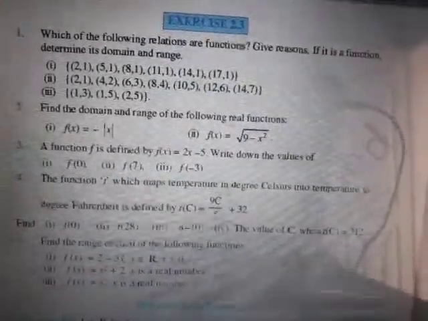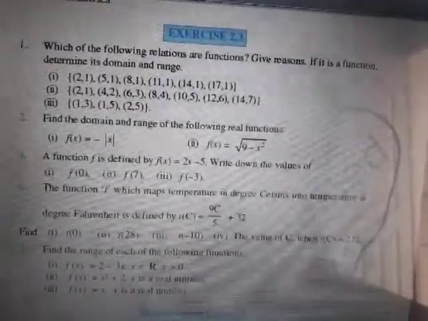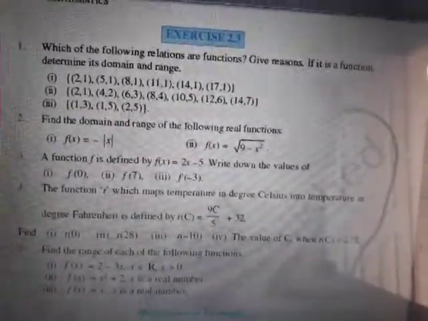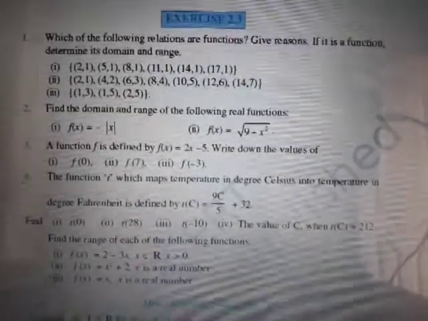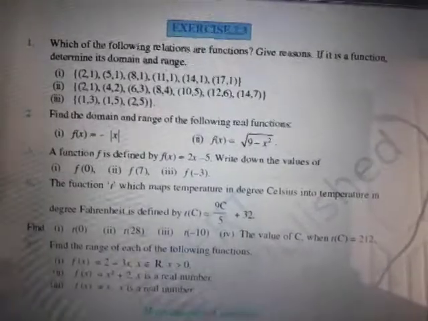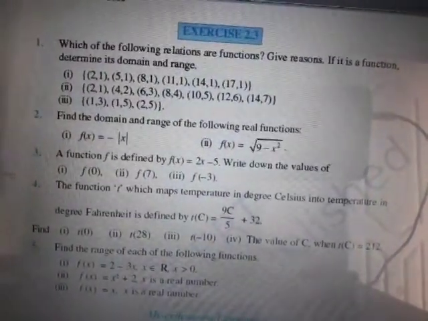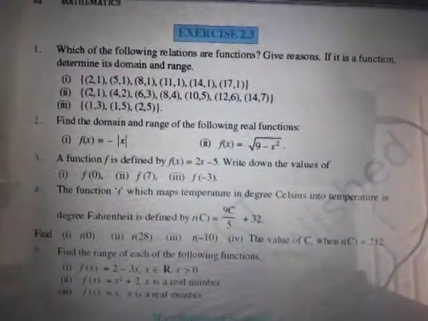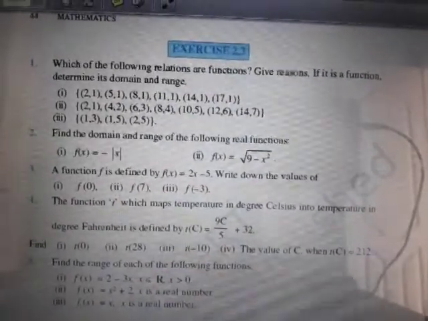In the fourth question also, they have defined a function and asked you to find different values. It's a relation between Celsius and Fahrenheit. So T of 0 means in the place of C you have to put 0, and the same way for the others. The fourth subdivision is the value of C where T of C is 212. In the sense, the y value is given, and you need to find what C is. So take 9C divided by 5 plus 32 equals 212 and find your C value. Hope you can do these 3 problems as homework.